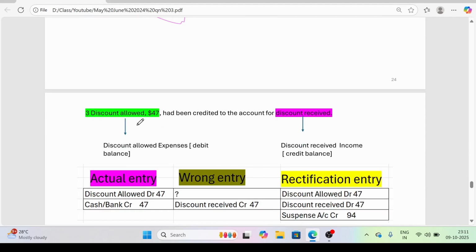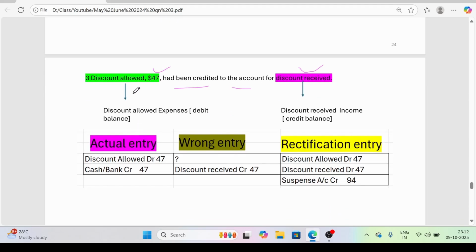Discount allowed 47 had been credited to the account for discount received. See, discount allowed is expenses, debit balances. Discount received is income, credit balances. Let's see the entry. Remember, one is expenses account, another income account. Okay. So discount allowed debit balance. While giving the discount, the business, cash or bank will decrease. So this is the actual entry.